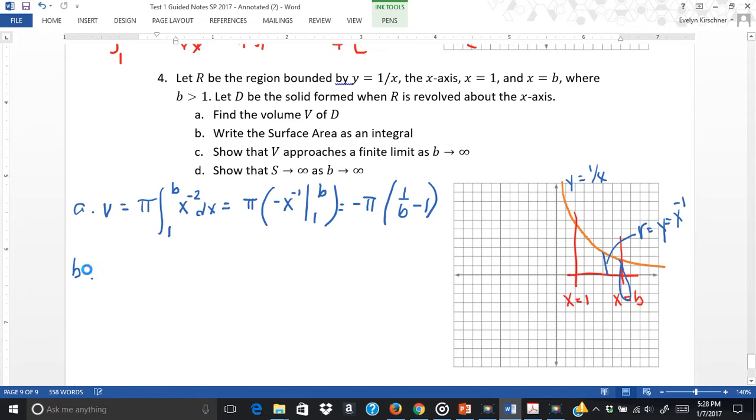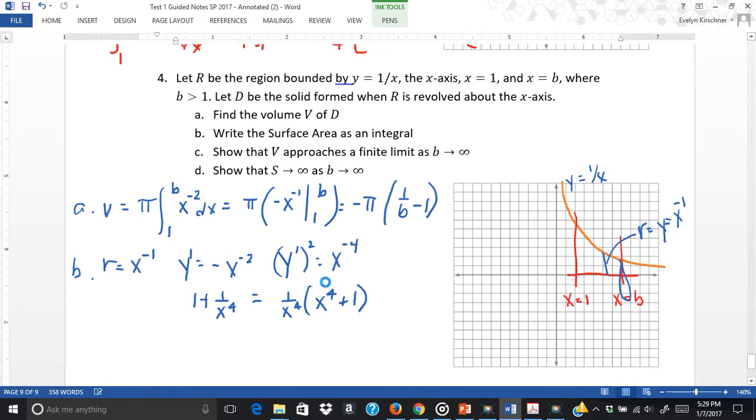So again, we know r is x to the negative 1. I know y prime is negative x to the negative 2. If I square that, it's x to the negative 4. I can add 1. So I have 1 plus 1 over x to the 4th. I'm going to rewrite that as 1 over x to the 4th times x to the 4th plus 1. And I need the square root of that. I take the square root of that. It's 1 over x squared times x to the 4th plus 1 to the 1/2.